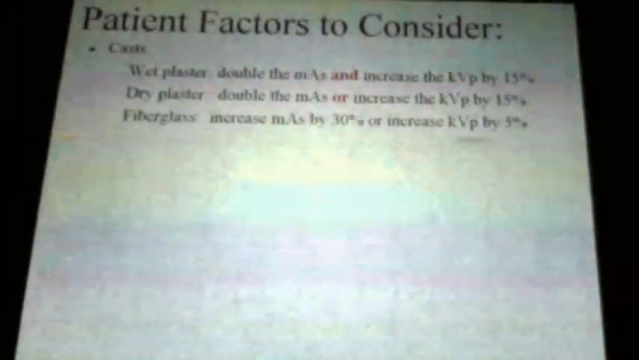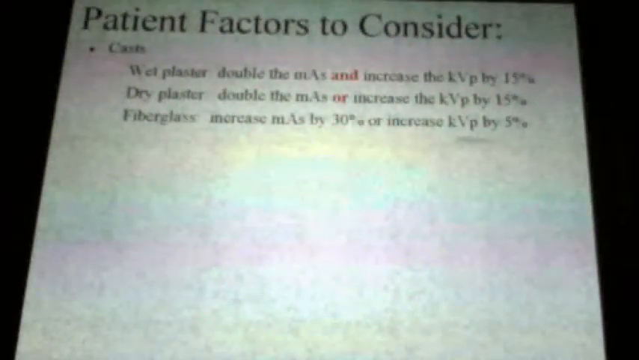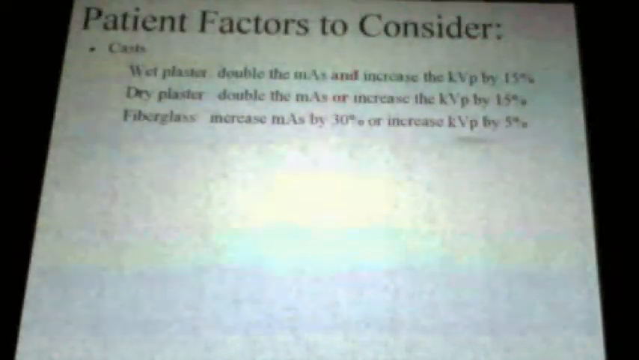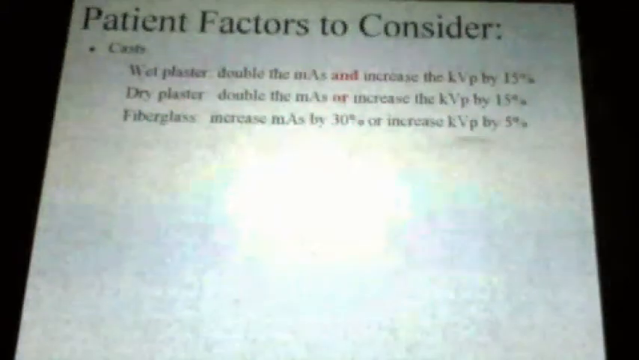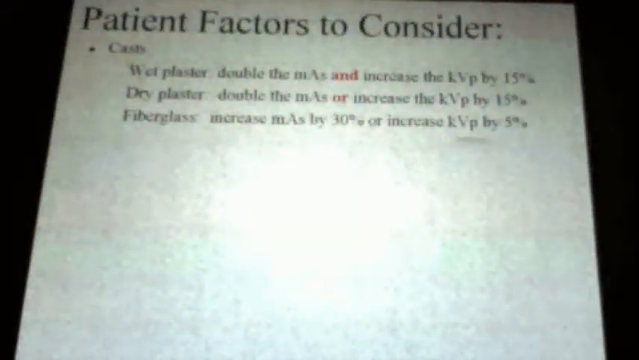All right, so we don't use plaster too much anymore, but they do like to use fiberglass. It's probably the most common cast material. And if they come over with a fiberglass cast, you are going to increase your technical factors by 30% or increase the KVP by 5%.